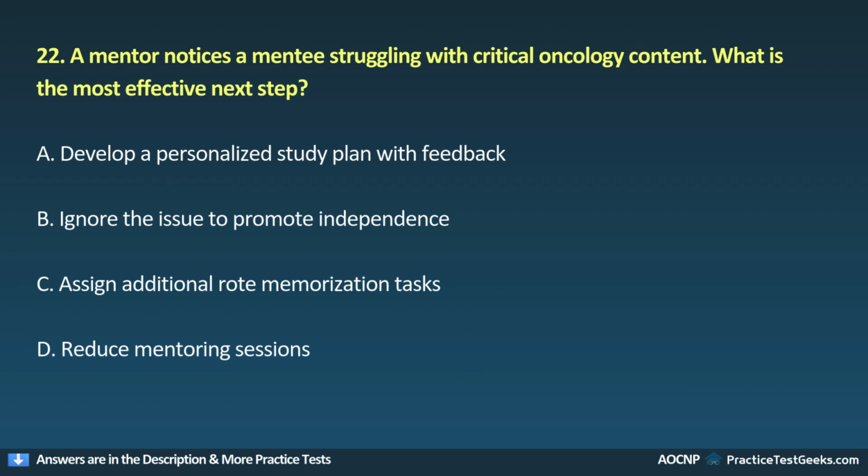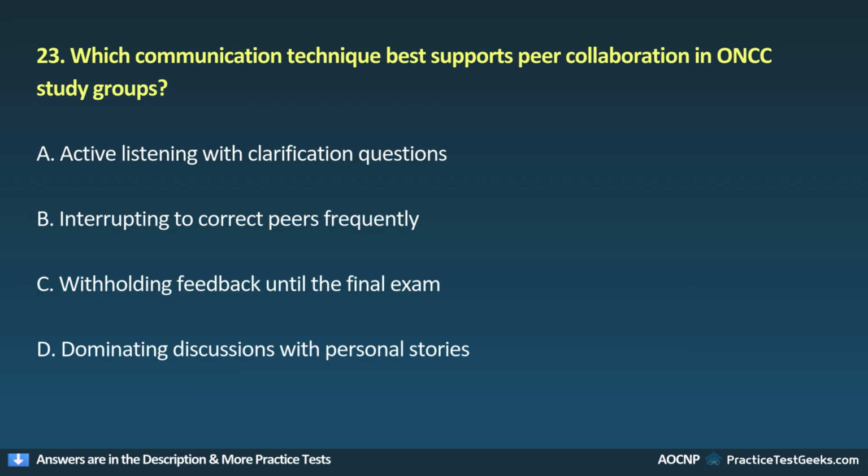22. A mentor notices a mentee struggling with critical oncology content. What is the most effective next step? A. Develop a personalized study plan with feedback. B. Ignore the issue to promote independence. C. Assign additional rote memorization tasks. D. Reduce mentoring sessions.